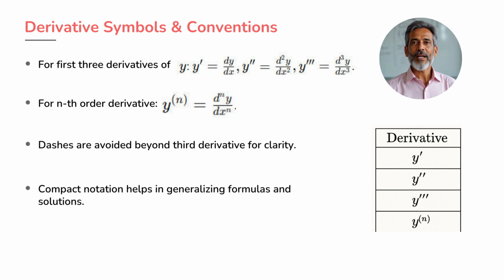But imagine going up to the 10th derivative. Writing 10 dashes would be ridiculous. That's why, for higher orders, we use power notation. y with superscript in brackets n equals d to the power n y by dx to the power n. So the rule is, small orders use primes, higher orders use power notation. This way, equations look neat and easy to read, especially in physics where derivatives often go up to the fourth order.